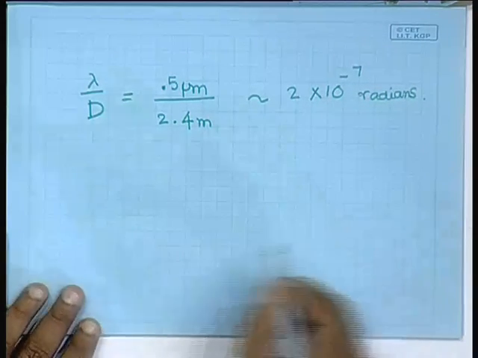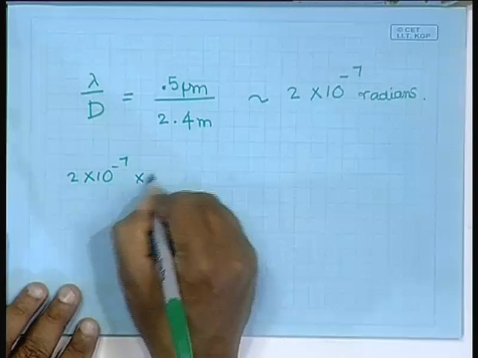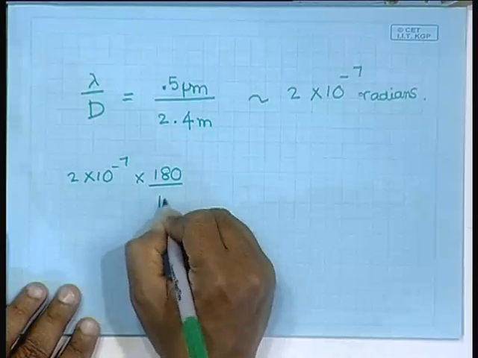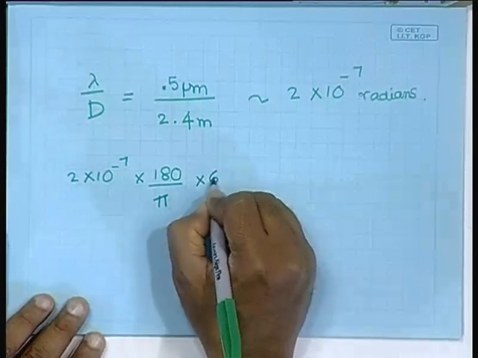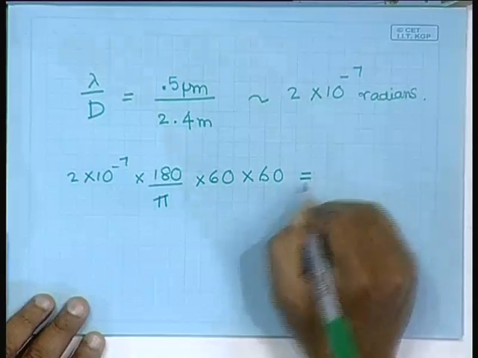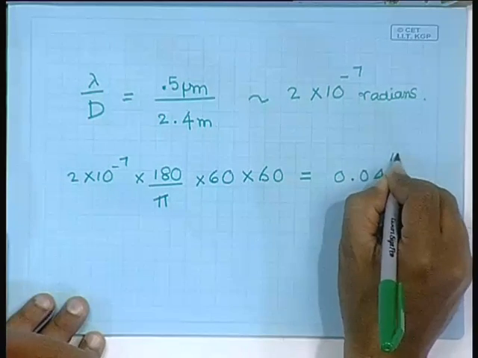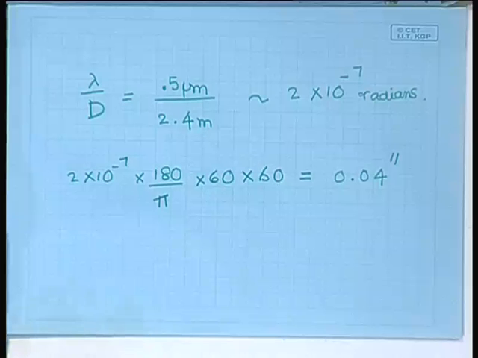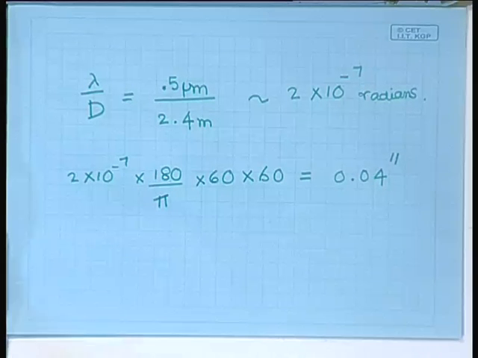To convert this into degrees, what we have to do is multiply it by 2 into 10 to the power minus 7 into 180 divided by pi. You can see that this number is much less than 1, and then we multiply it by 60 to get into arc minutes, and then into 60 to get it into arc seconds, and if you do the multiplication, it comes out to be 0.04 arc seconds. So, the angular resolution of the Hubble Space Telescope is around 0.04 arc seconds if you use this lambda by d. So, the diffraction limit is 0.04 arc seconds.